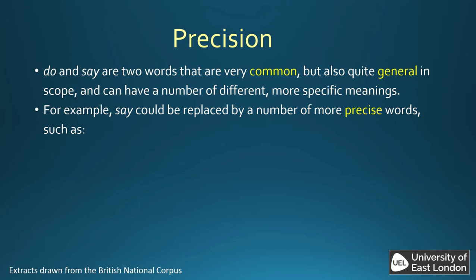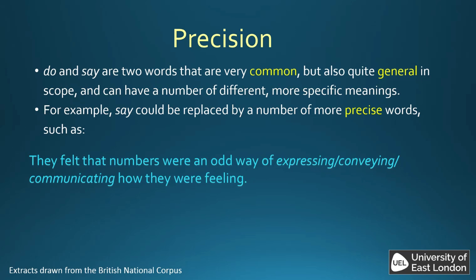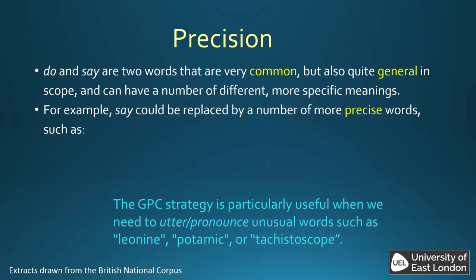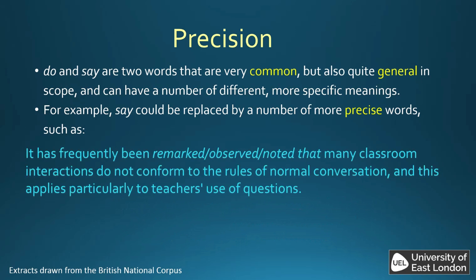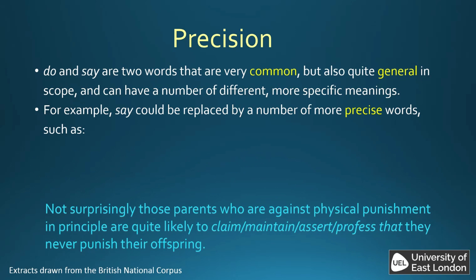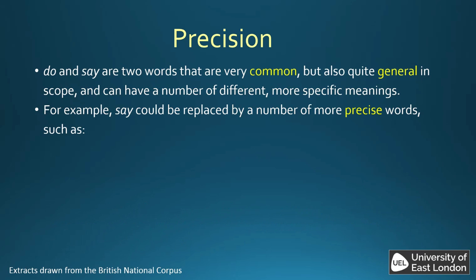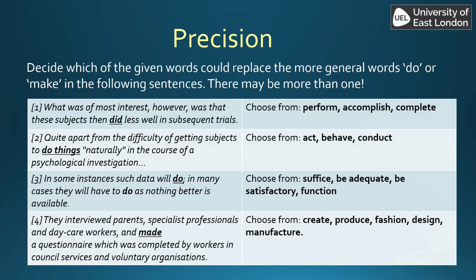For example, say could be replaced by a number of more precise words with slightly different, more specific meanings, such as express, convey or communicate, utter or pronounce, remark, observe or note, or claim, maintain, assert or profess. Now decide which of the given words could replace the more general words do or make in the following sentences. There may be more than one. As usual, pause the video, then restart for feedback.